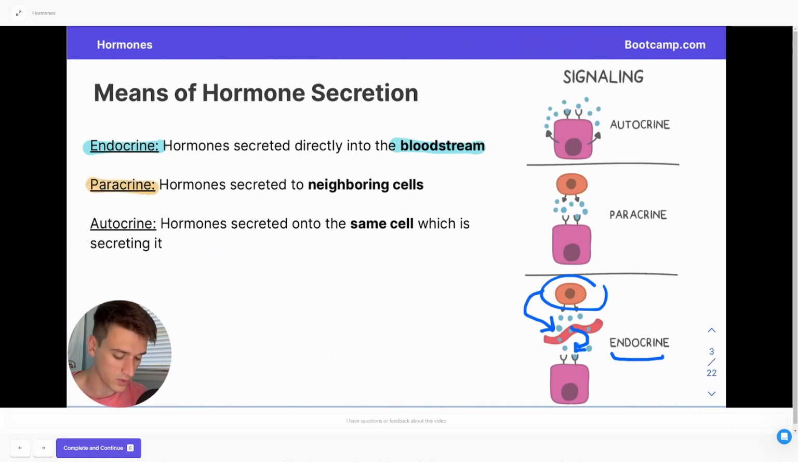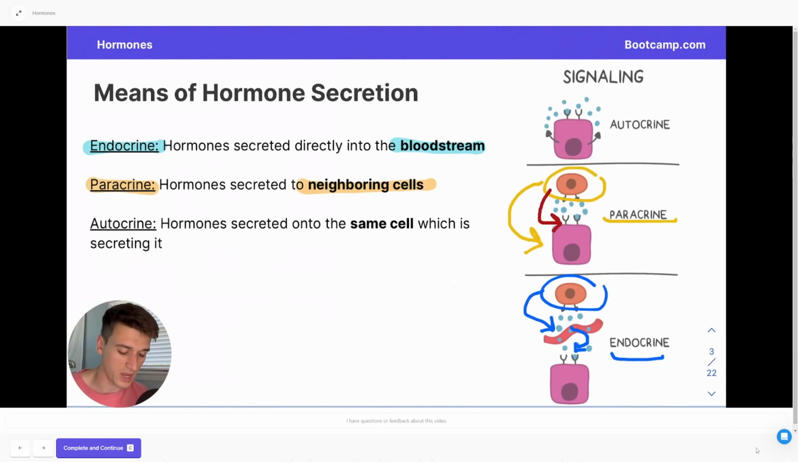Next would be paracrine hormones, which are hormones that are secreted by one cell, and the target are neighboring cells. And we can see that in the middle example. We have the originator cell here generating some hormones. And here the geographic location is a little bit more prominent because this cell is a direct neighbor to the originator cell. These hormones will come on down and directly interact with the receptors of the target cell.